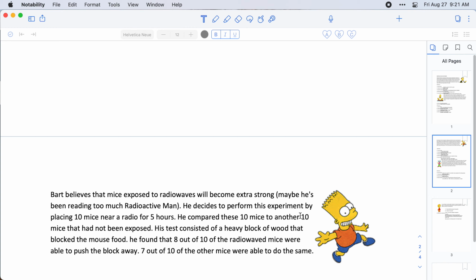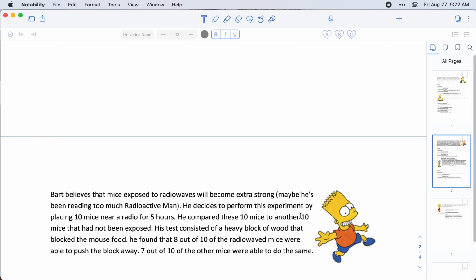So what is the independent variable, Cassidy? The what? The different mice? No, the first group of mice that was... What is he testing? Like to see if they become stronger. Stronger after doing what? Listening to music with the radio. Right. So the independent variable is the radio.